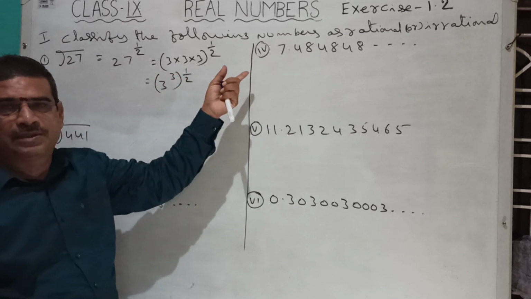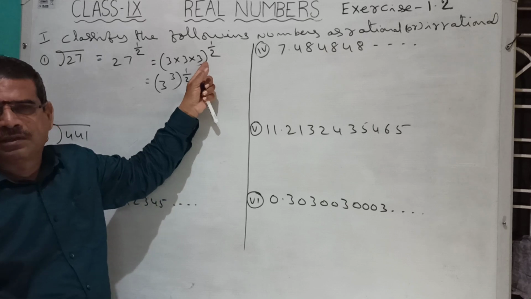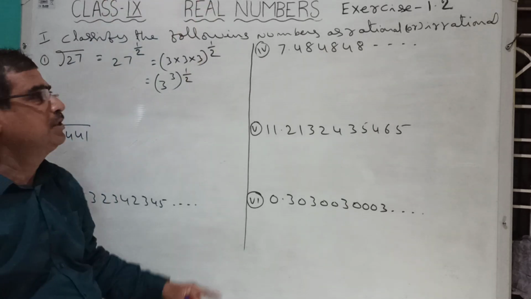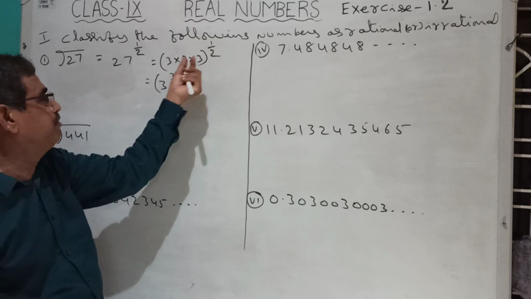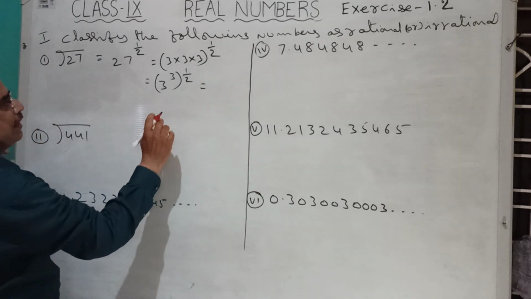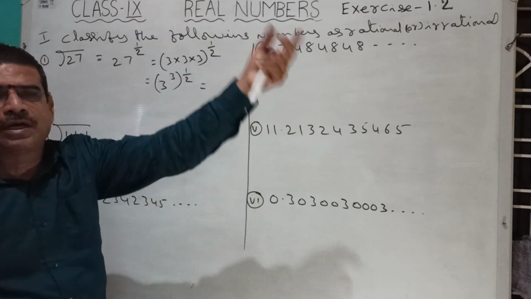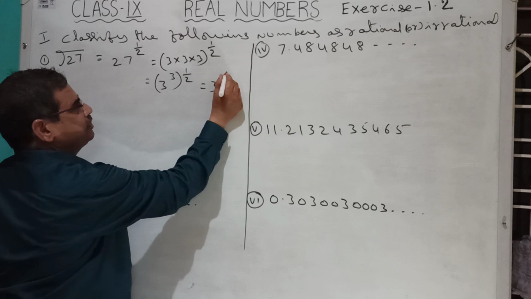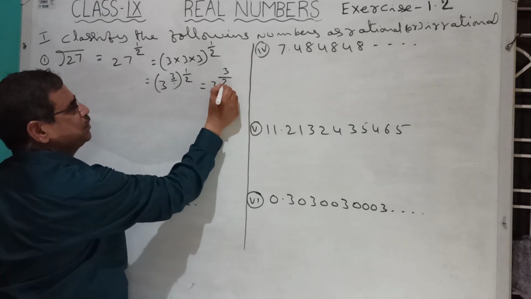Why am I writing like this? Here see, the bases are equal in the multiplication. If bases are equal, then we can add the exponents. So 1 plus 1 plus 1 means 3. So I am writing like this. Here a bracket is there, and exponents can also be multiplied. So 3 into 1 means 3, and 1 into 2 means 2.